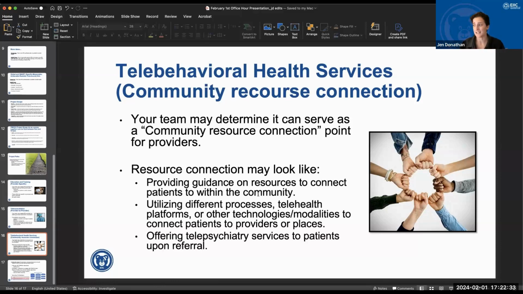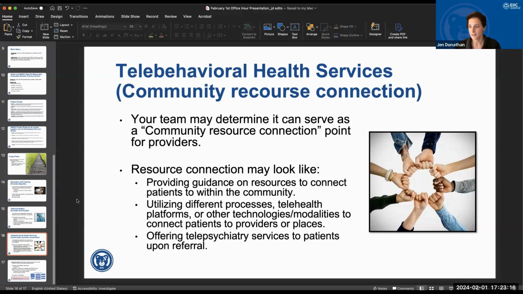This can look like providing guidance on resources to connect patients to within the community, maybe utilizing different processes such as telehealth platforms, maybe other technologies to help connect patients to providers or places. I know one team has set up a virtual hub of sorts where they get on the call and have providers from across the state looking for beds for patients. We would lump that under a resource connection model. And then all the way up to, I know not a lot of programs are doing this, but some programs have talked about what it would look like to offer actual telepsychiatry to a patient. This is our grab bag of that third path.